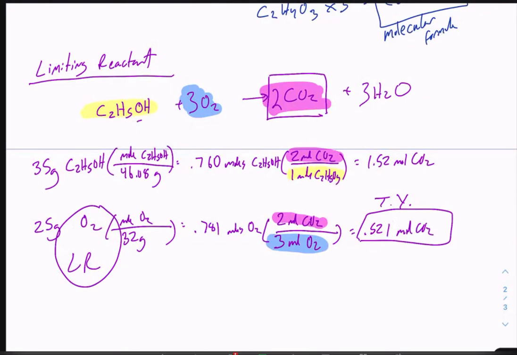People will often say the limiting reactant is 0.521 moles of CO2. What is wrong with that statement? It's a product. Because CO2 is a product, right? CO2 is not a reactant. The reactant was O2. Okay.